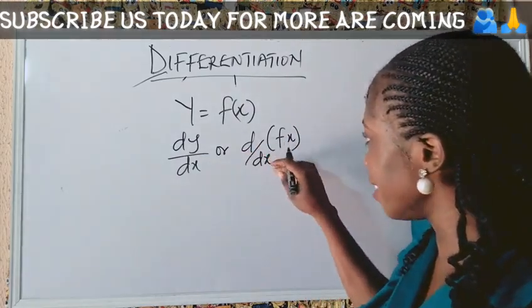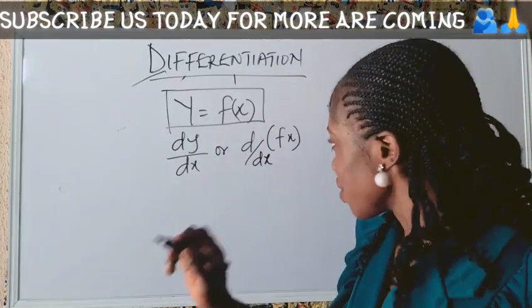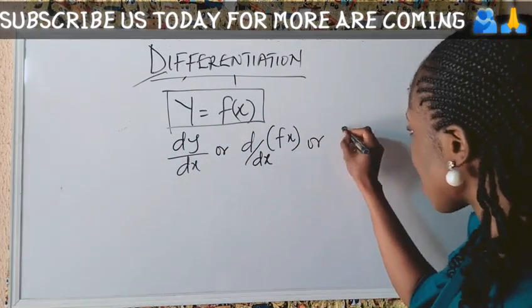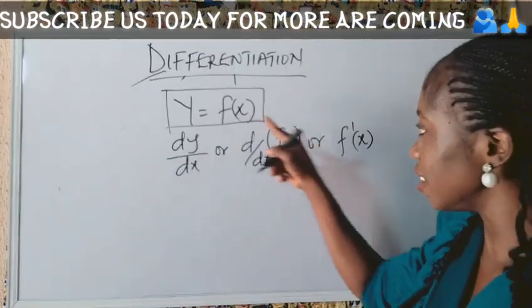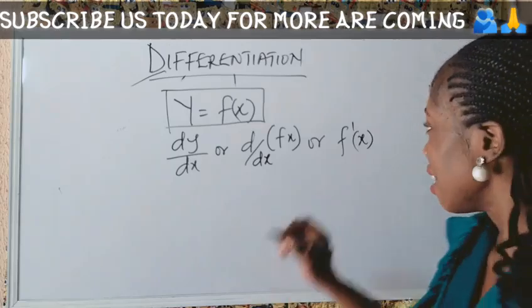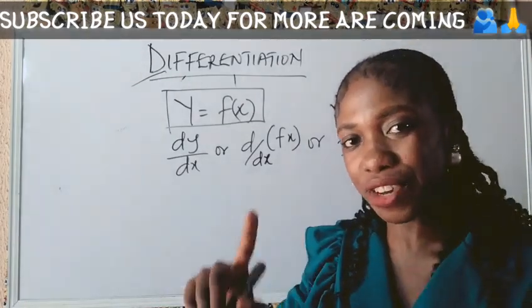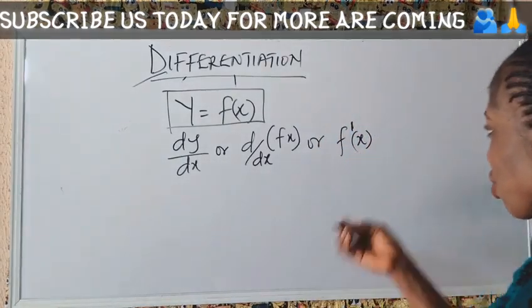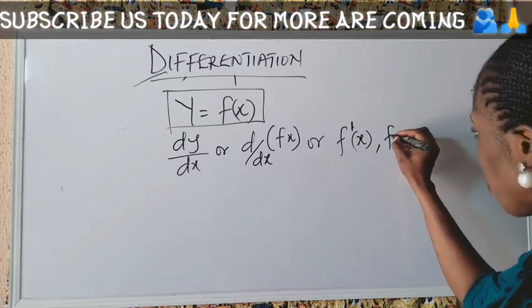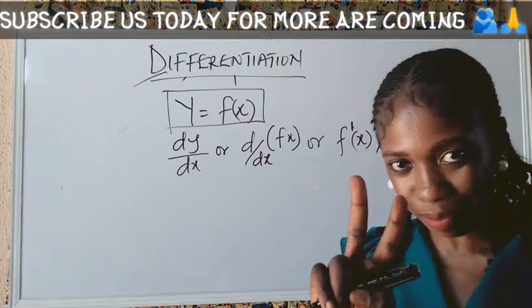This means you are finding the derivative of this particular function. You can also represent it like this: f prime of x. It also means you are finding the derivative, but remember, because it's 1 prime, it means it is the derivative of the first order. That means differentiate once. So if I want you to differentiate 2 times, I will put 2 primes and have this. That means you are differentiating it 2 times.